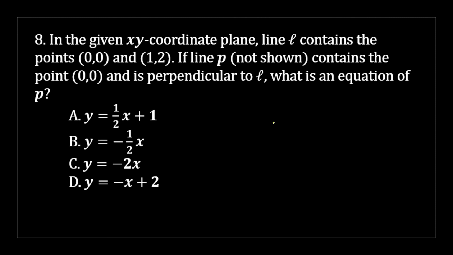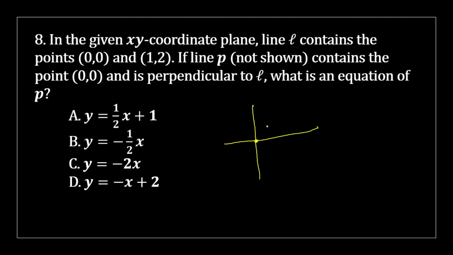Number 8. In the given xy coordinate plane, line L contains points (0, 0) and (1, 2). If line P contains the point (0, 0) and is perpendicular to L, what is the equation of P? Now to answer this, we need to visualize line L first. So again, line L has the points (0, 0) and (1, 2).